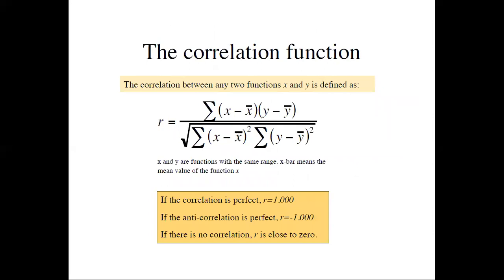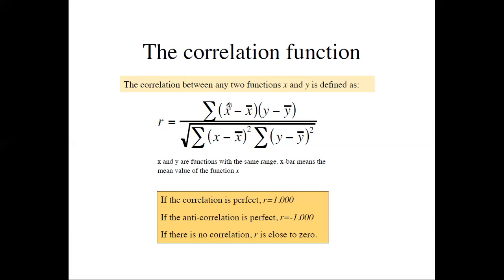So the correlation function between any two functions x and y is defined as r equal to the summation of (x minus x bar)(y minus y bar) divided by the root of the summation of (x minus x bar) whole square times the summation of (y minus y bar) whole square. x and y are the functions with the same range. x bar means the mean value of function x. So similarly, r equals 1 in the correlation, and in anti-correlation r equals -1.